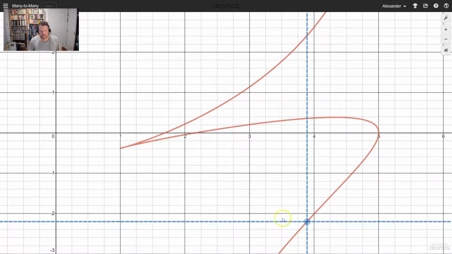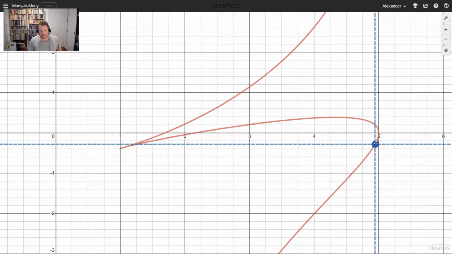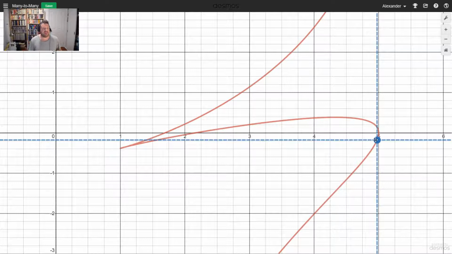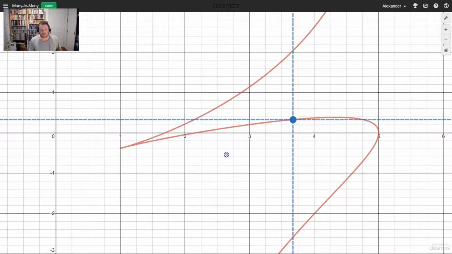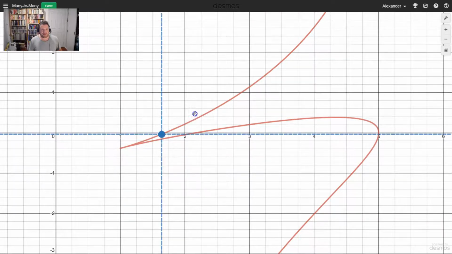So at the moment we're passing the horizontal line test, but if we move up here, then now we're failing it. So we're crossing it 3 times here, 1, 2, 3. So we've failed the horizontal line test, and we've also failed the vertical line test, well, almost everywhere along here.